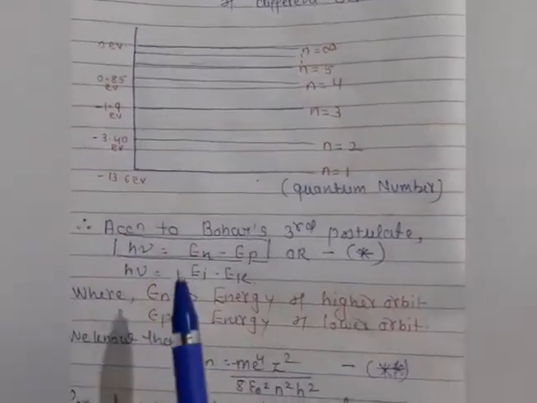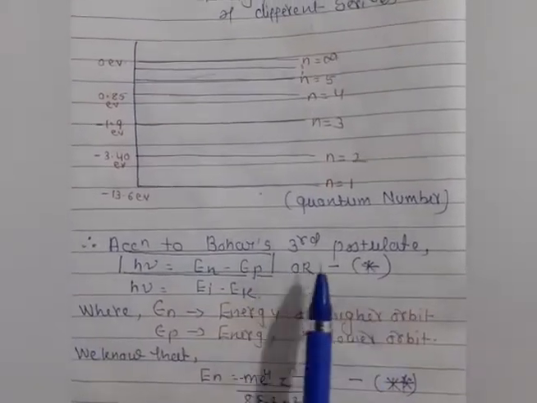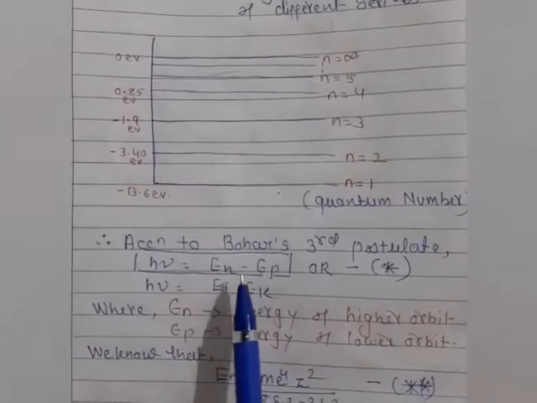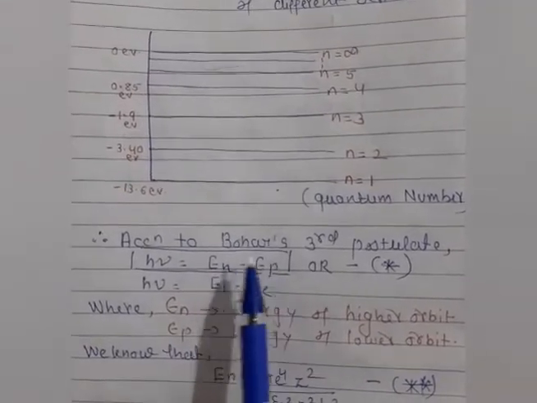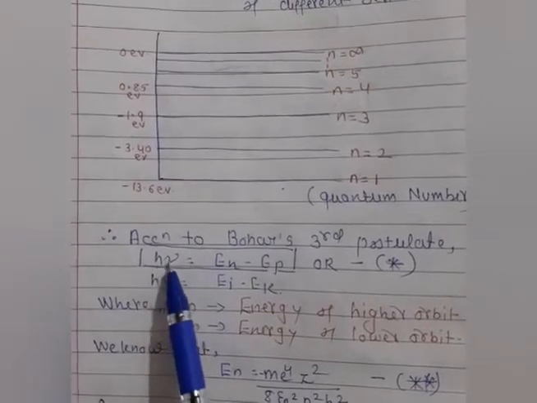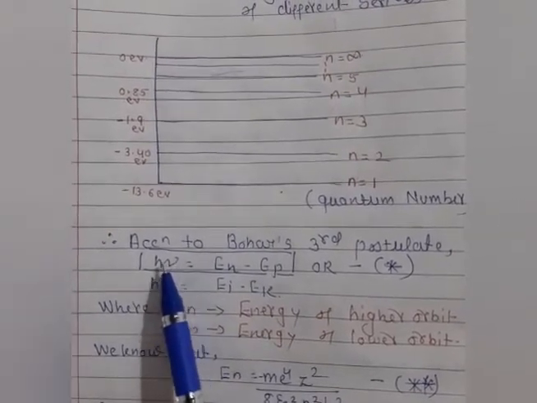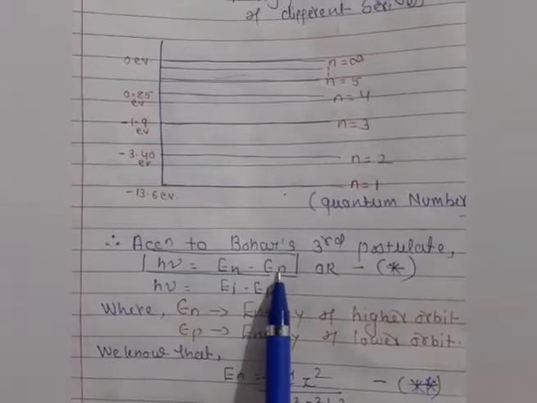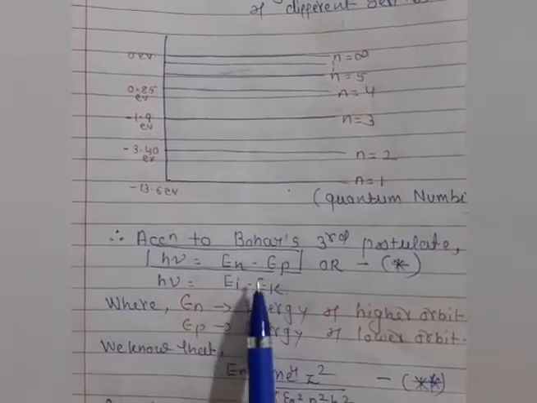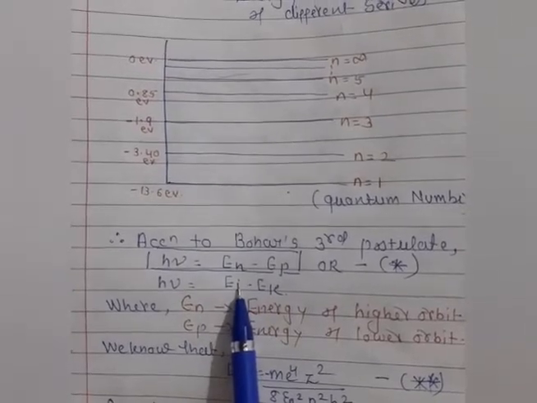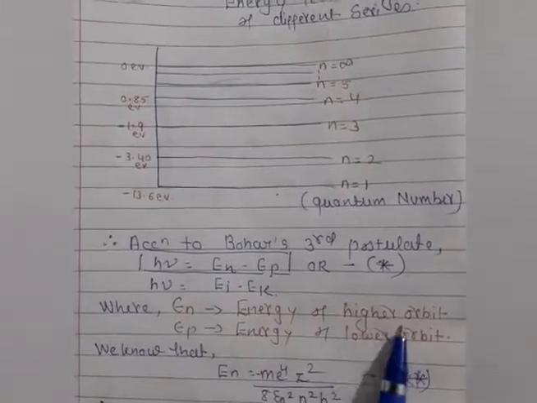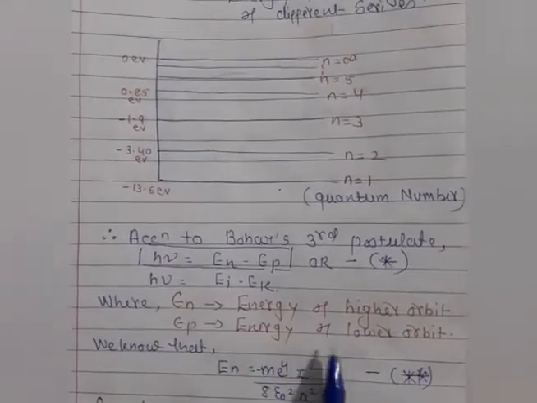According to Bohr's third postulate, which we are applying here, when an electron jumps from a higher orbit to a lower orbit or from lower to higher orbit, it releases or absorbs energy. This energy is nothing but a photon, that is h nu equals En minus Ep. En is the higher energy and Ep is the lower energy. You can also write it this way, Ei higher, Ek lower. So here n is the higher orbit and p is the lower orbit.